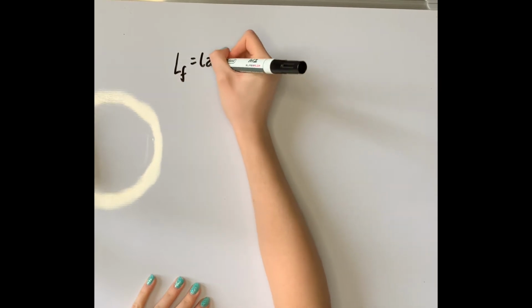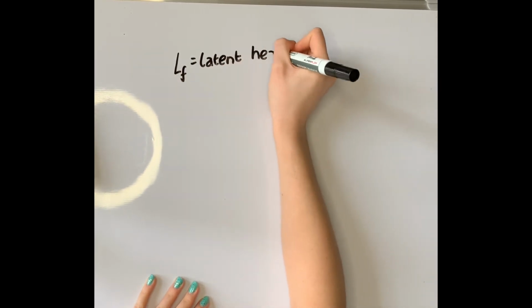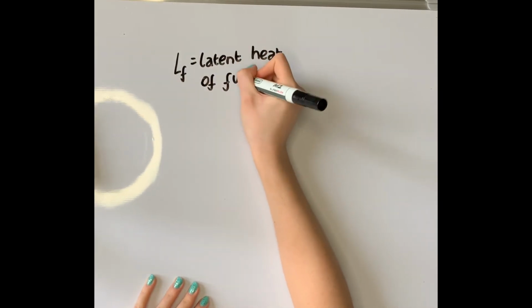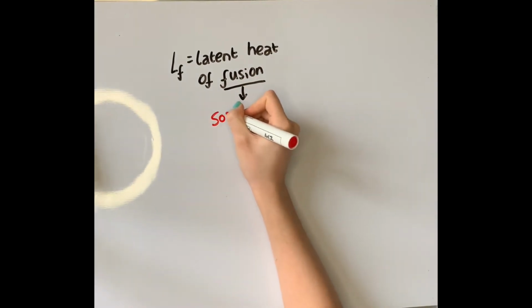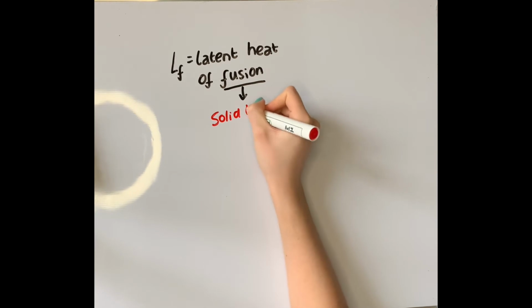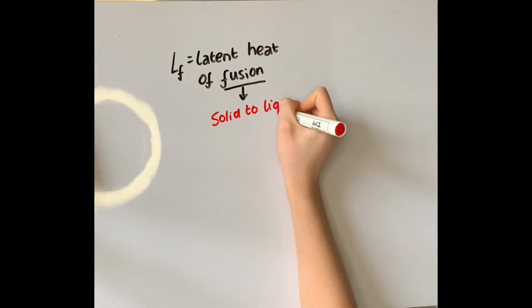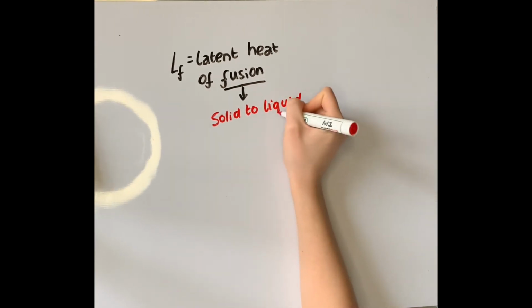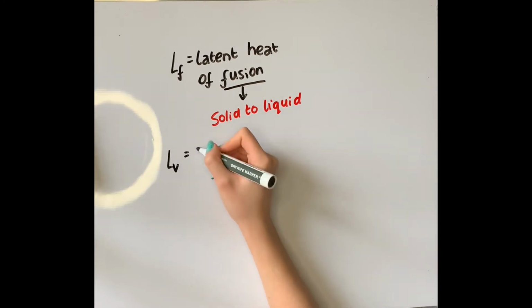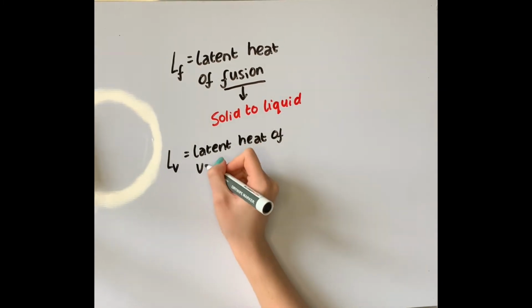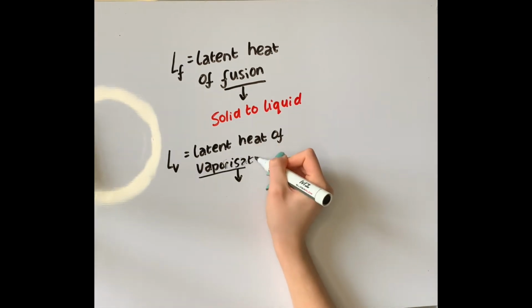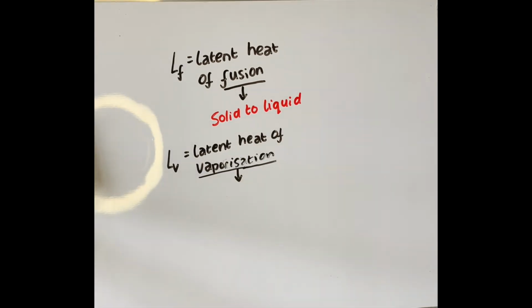So, there are two different types of latent heat you need to know: latent heat of fusion and latent heat of vaporization. So latent heat of fusion is for any instance where we're talking about a solid to a liquid, that transformation of change of state there. And latent heat of vaporization is for when we have any sort of liquid to vapor.